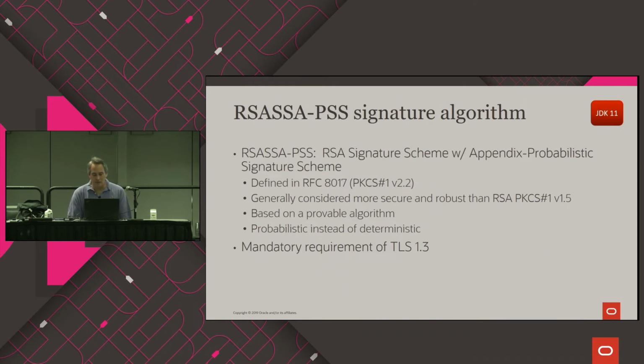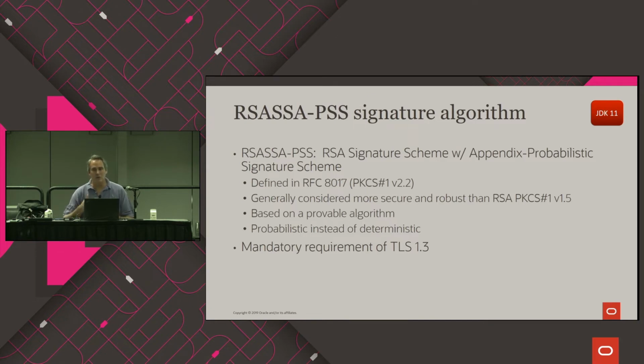RSASSA-PSS. There is a mouthful. RSASSA is an RSA signature scheme with appendix, and then it's a probabilistic signature scheme. It's defined in RFC 8017, also known as PKCS number 1 version 2.2. In previous releases, we've been supporting PKCS number 1 version 1.5.